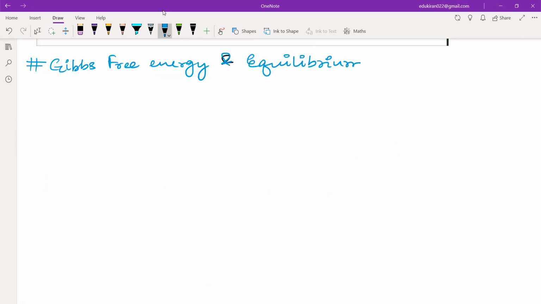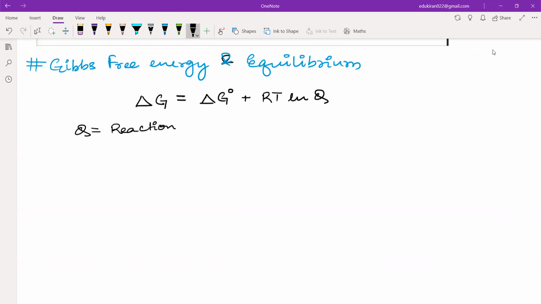Equilibrium. All right. The relationship has just been stated like this for you. There is no derivation for you. So delta G, for a reaction at any condition, the change in Gibbs free energy of a reaction at any condition, is equal to the change in Gibbs free energy at standard condition plus RT ln Q. This is the general reaction. What is Q? Q is the reaction quotient.